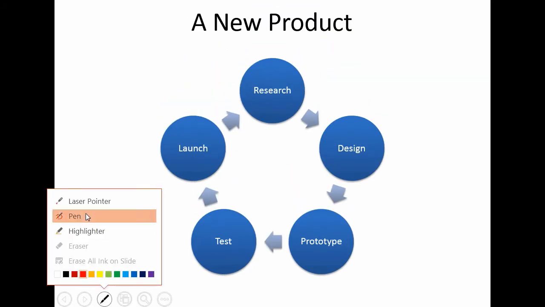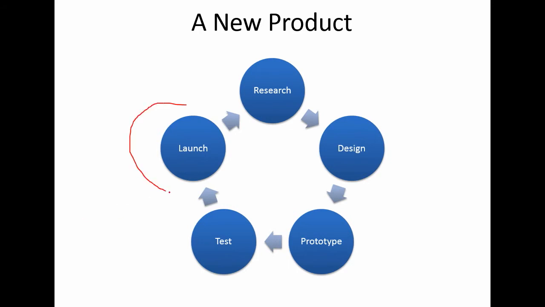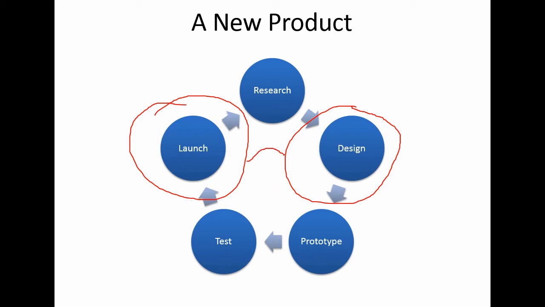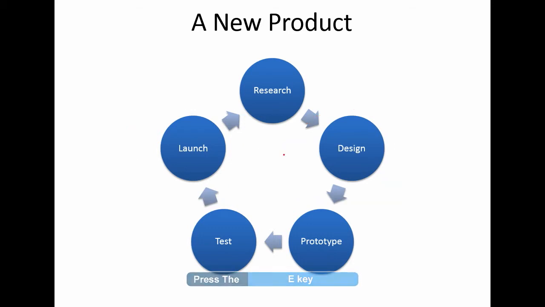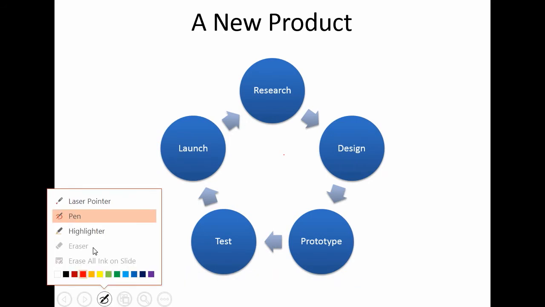Now the pen always existed, and what it allows you to do is draw on a slide. You can then erase a pen by using the keyboard shortcut E. Or we can go back down to the menu and choose the eraser.